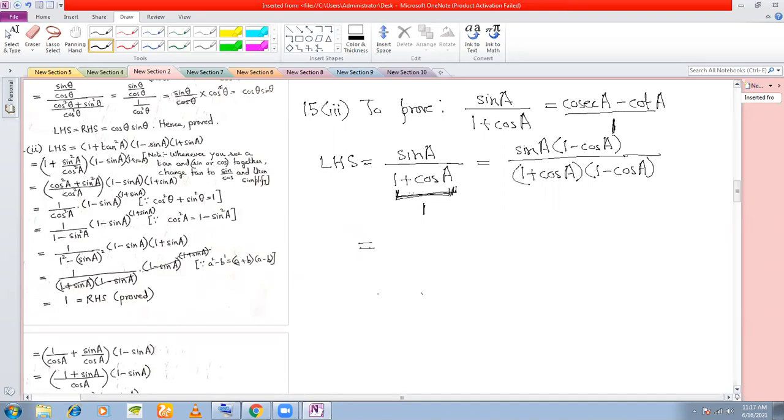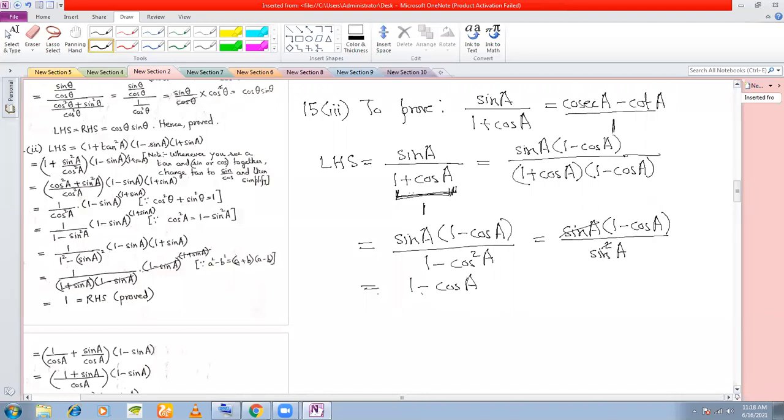Fine. So now here what do we get? Sin A into (1 minus cos A) divided by, because this is (A plus B) into (A minus B) form, 1 minus cos square A, and therefore you get sin A into (1 minus cos A) divided by sin square A, because 1 minus cos square A is sin square A. So what happens here? One sin A cancels. So you simply get (1 minus cos A) by sin A. Now if we separate, you will get 1 by sin A minus cos A by sin A.